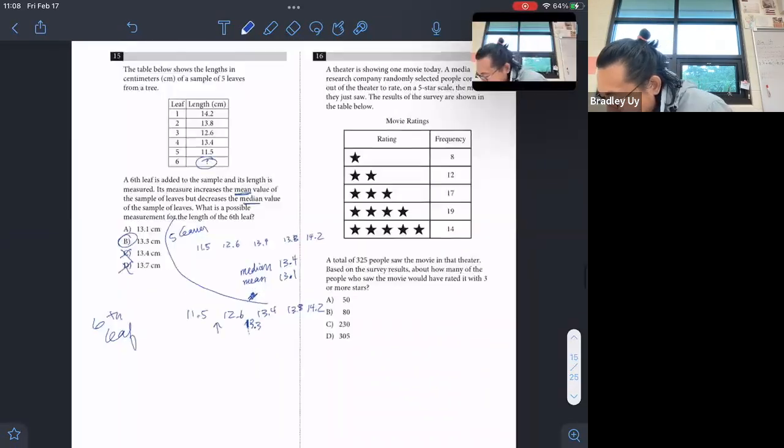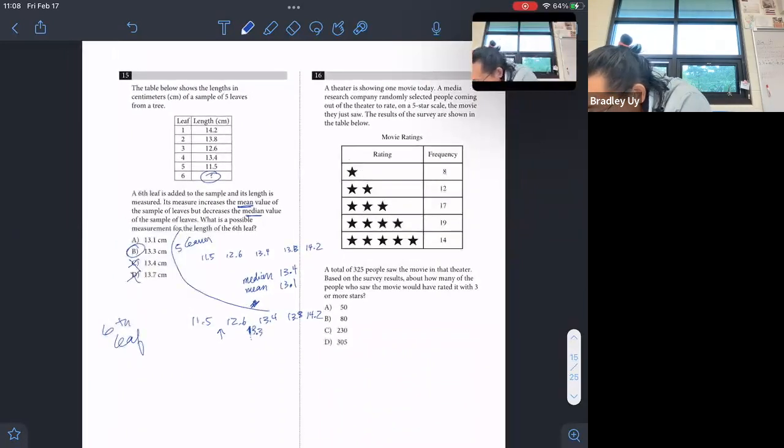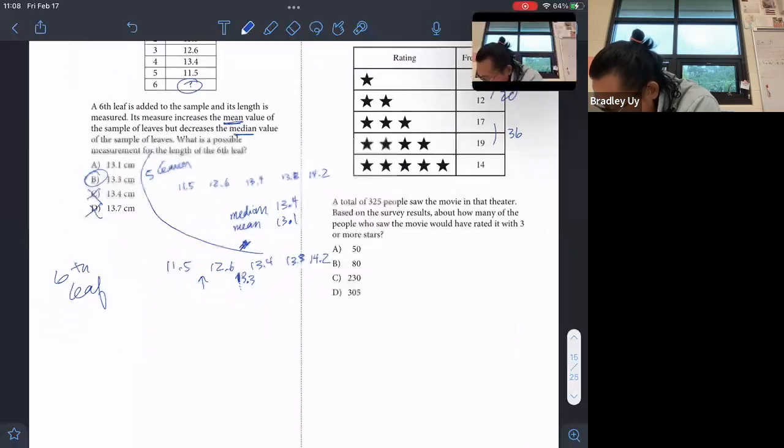A theater showing one movie today only. A media research company randomly selected people coming out of the theater to rate on a 5-star scale the movie they just saw. The results of the survey are shown in the table below. Okay, this is just a sample, and we probably need the total number of people in this sample. This is 20, this is 36, and 36 plus 14 is 50. There were 70 people sampled. Okay, 70 sampled.